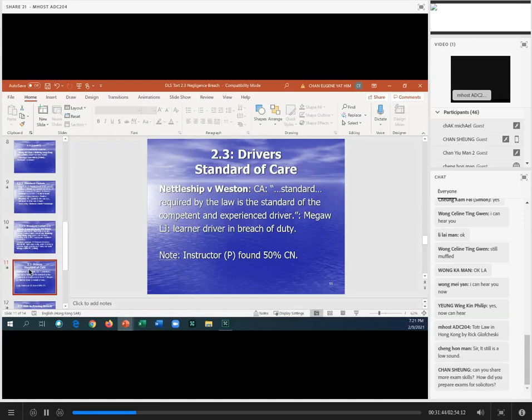the learner driver was able to rely on the defence of contributory negligence, and indeed the court reduced the quantum of damages in Nettleship and Weston by 50%, which is probably fair enough, because you'd think the driving instructor should have been better at his job. So, interesting case. Nettleship and Weston, everybody, is a must-know case on car drivers, and it's a very good example of contributory negligence. We're going to mention Nettleship and Weston again when we get to defences to negligence.